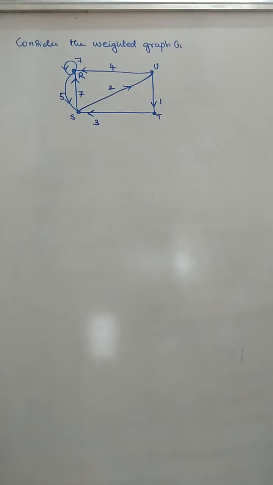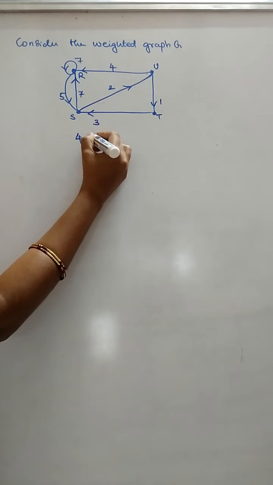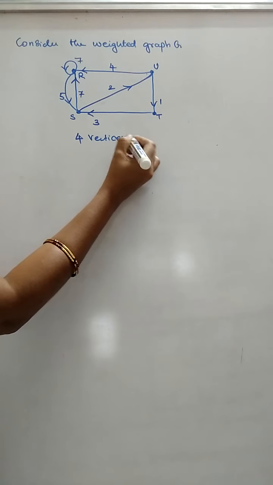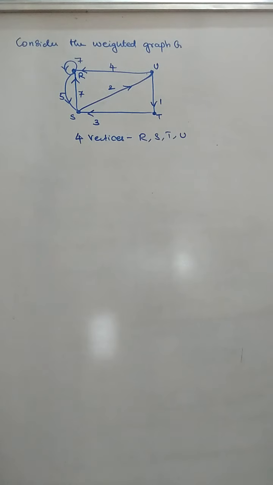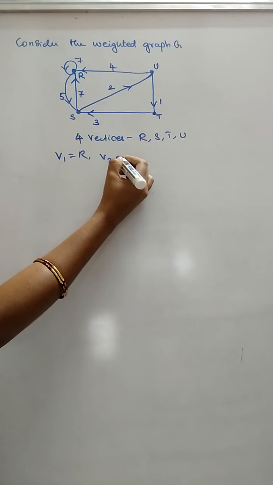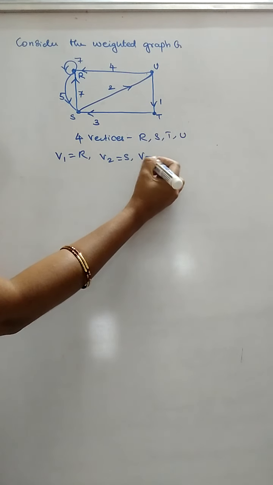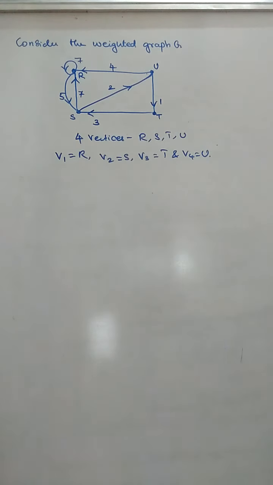Okay. So first I should calculate how many vertices are given here. They have given 4 vertices. What are they? R, S, T and U. So here I am going to assume V1 is equal to R and V2 is equal to S and V3 is equal to T and V4 is equal to U. Okay. So from this weighted graph, I am going to derive the weight matrix.